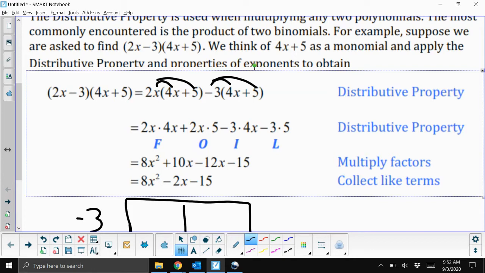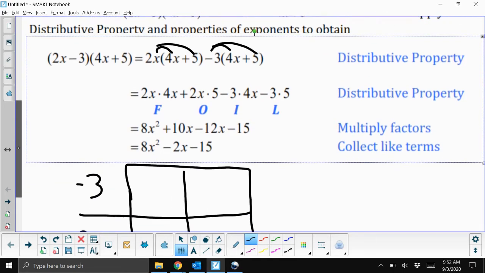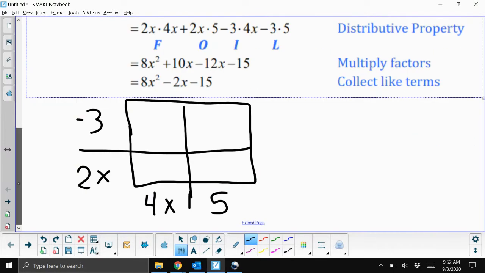Now, another way you might have learned this was to use the box method. So we go over that one here. I don't know why it's doing that. With the box method, you put your two binomials along the outside and then you multiply. You might set your boxes up differently. It doesn't matter how you set them up.